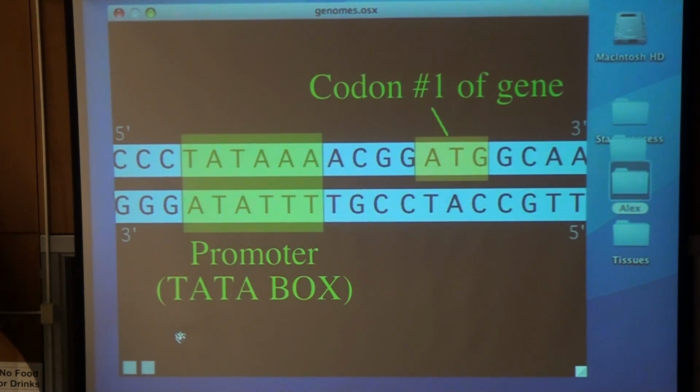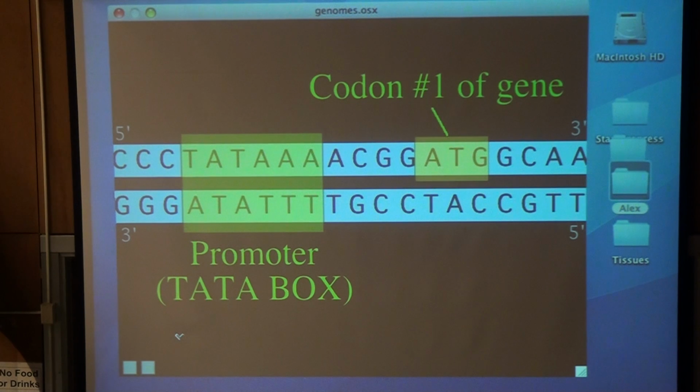And so we started reviewing a little bit about how transcription works in eukaryotes. If this represents the start codon of the gene, and there's the second codon and the third codon, and so on, until we get to the stop codon, we can refer to this as the upstream region of the gene, the part of the gene that's upstream of the start codon. And that area is called the promoter region.